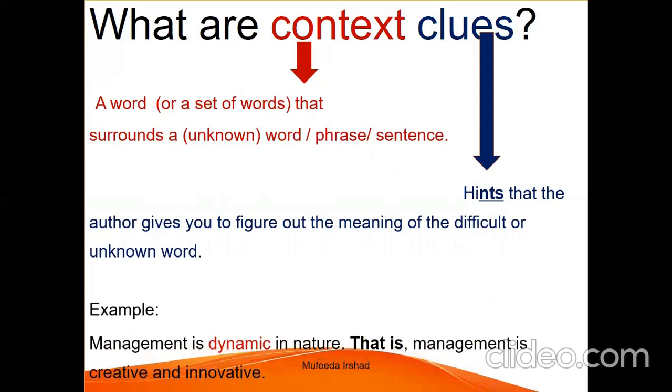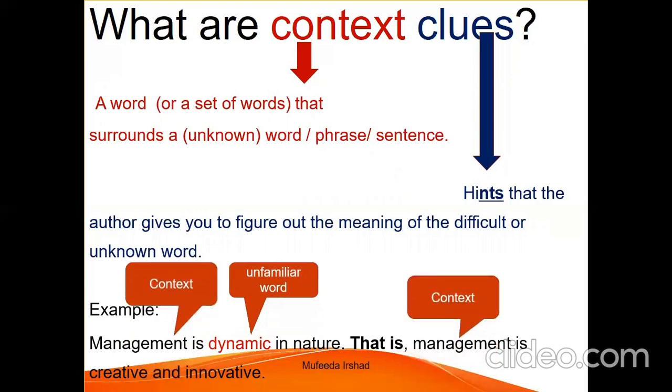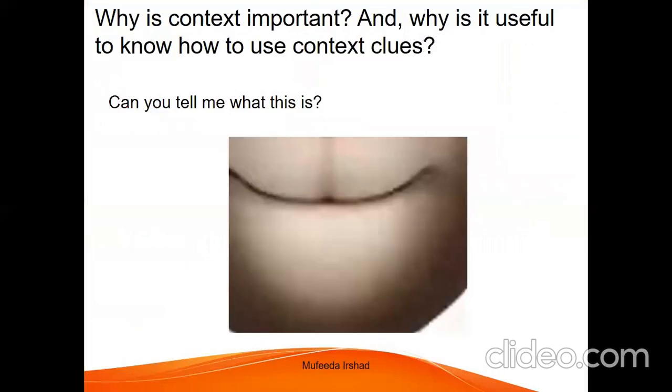Look at this example. Say, for instance, if the unfamiliar word is dynamic, those words that come before dynamic and the ones that come after dynamic could be considered context. So the context of dynamic is this as well as this. I'll use a picture to show you what context means, and to tell you why it is useful to use context clues.